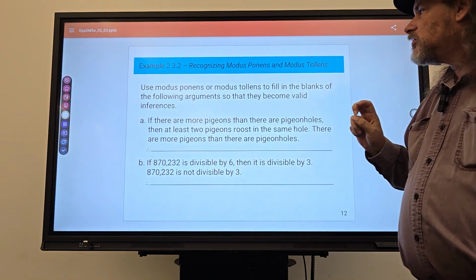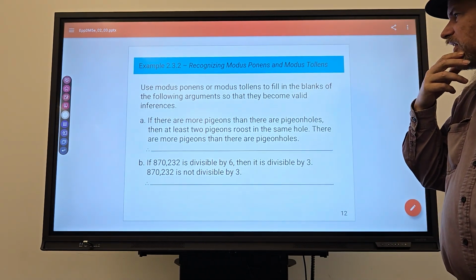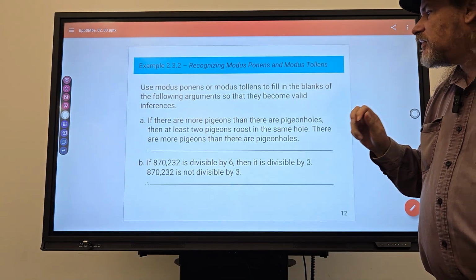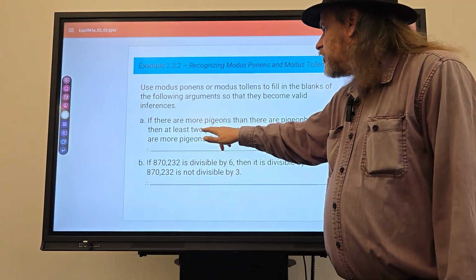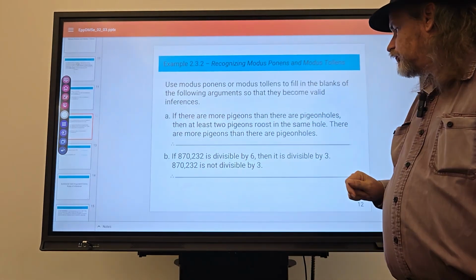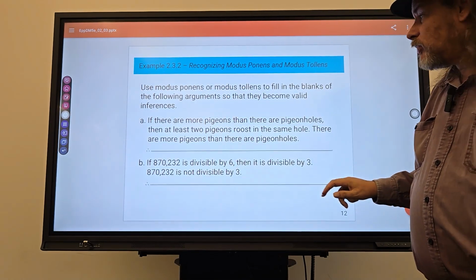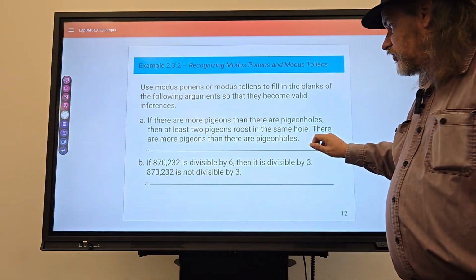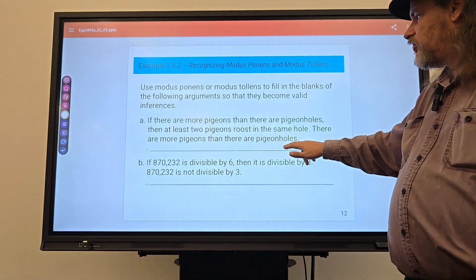Fill in the blanks. The following arguments are valid inferences. If there are more pigeons than there are pigeonholes, then at least 2 pigeons roost in the same hole. That's the first statement. There are more pigeons than there are pigeonholes. Therefore, at least 2 pigeons roost in the same hole.